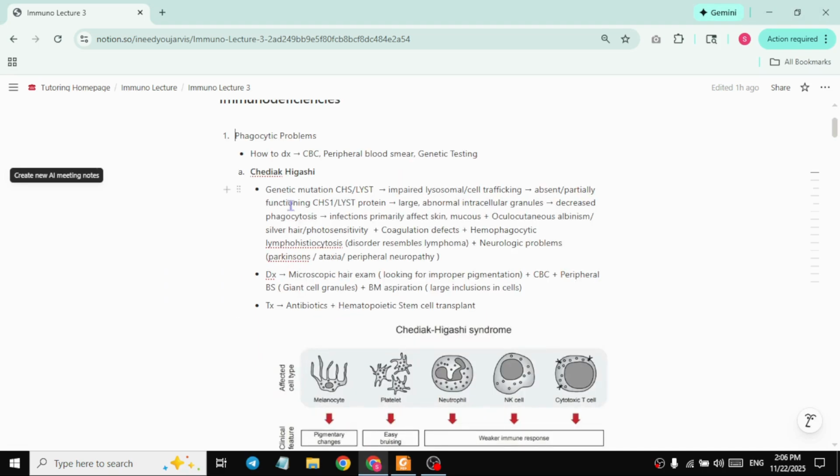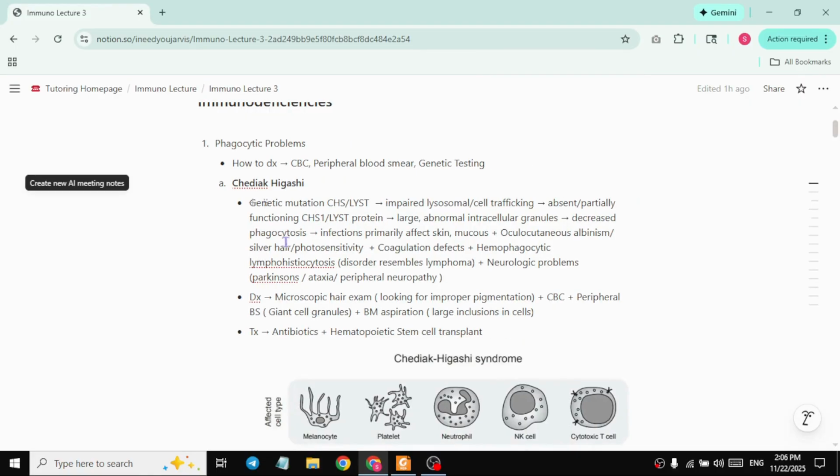The first one I'm going to pick up is Chediak-Higashi syndrome. Okay. Now, I've given you the major thing that you're going to see with all of these phagocyte problems, right? You're going to have to use your CBC. You're going to have to do a peripheral blood smear. You're going to have to do some genetic testing to get what is going on, right? You have to look at what the cells are doing, right?